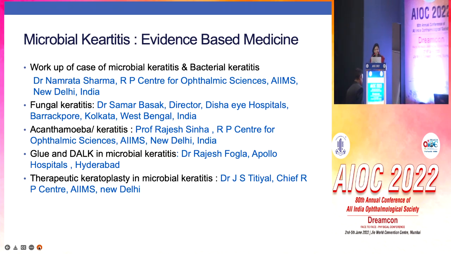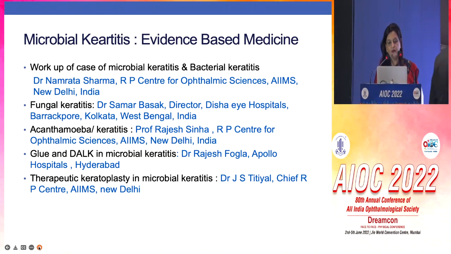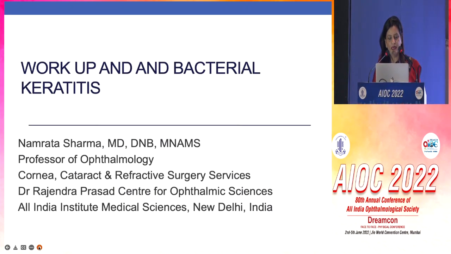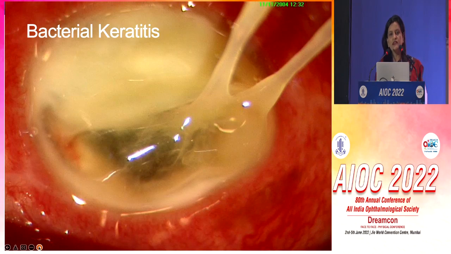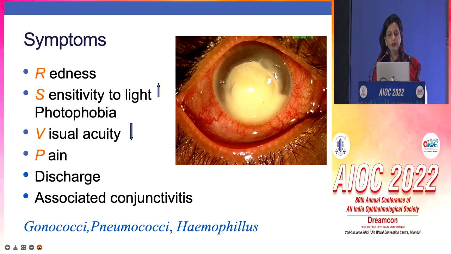So I would be talking to you about workup of a case of microbial keratitis and bacterial keratitis, which would be dealt with similarly. There are no financial interests or disclosures, and this is how a case of bacterial keratitis would look to you. This is a classical case of Pseudomonas keratitis with yellowish-greenish discharge, and a cornea which is perforated.